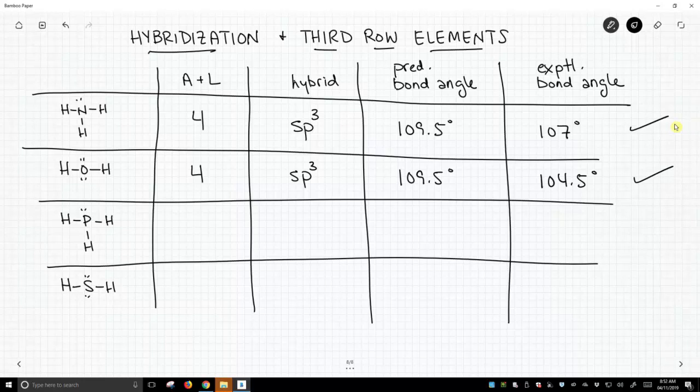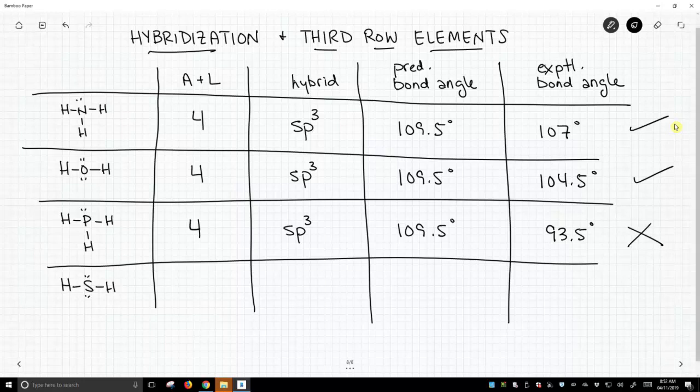Phosphorus is right below nitrogen on the periodic table. It's in the third period and the third row. So again, phosphorus, just like ammonia, we have 3 bonds to hydrogen plus a lone pair. So we'd say, fine, that's A plus L equals 4. The hybridization we would expect would be sp3. The predicted bond angle, of course, would be 109.5. And then what is the experimental bond angle? 93.5. Wow, that is a big difference.